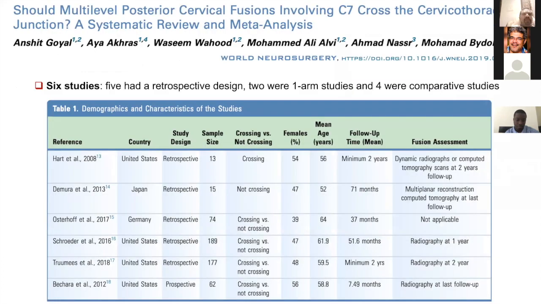Let's take a look into the literature. This paper is a systematic review and meta-analysis done in 2019, and 6 papers were selected. 5 were retrospective, 2 were one-arm studies, and 4 were comparative studies. Some had a smaller sample size, and the mean follow-up was between 2 and 3 years. And this is the main cause of all the heterogeneity that Michael was discussing in the previous lecture.